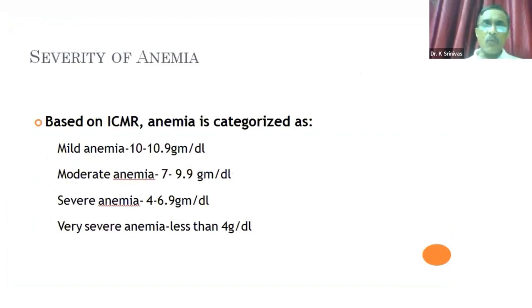The severity of anemia: once you make a diagnosis of anemia, you are going to say whether it's mild, moderate, severe, or very severe. ICMR has given a definition which most of us follow. Mild anemia is between 10 to 10.9 grams per deciliter. Moderate anemia is 7 to 9.9 grams per deciliter. Severe anemia is 4 to 6.9, and less than 4 grams is considered very severe anemia. So this definition and this classification you are supposed to remember thoroughly, because it's a very commonly asked question in the exam.